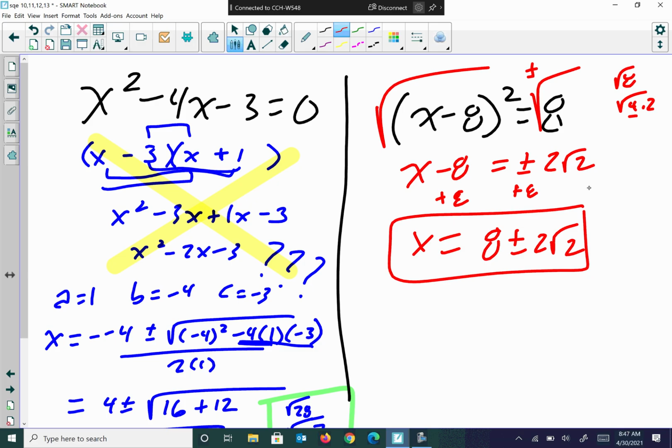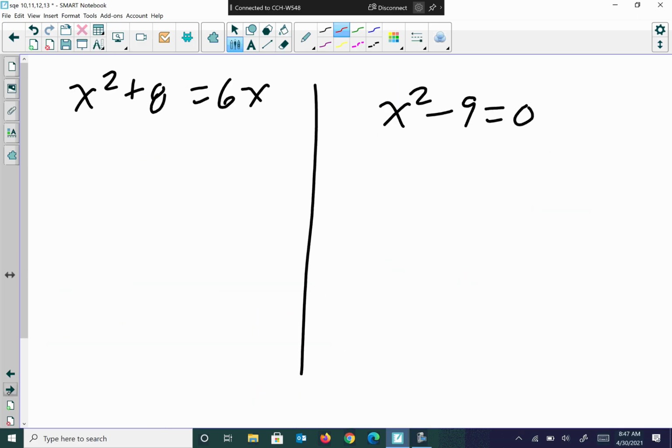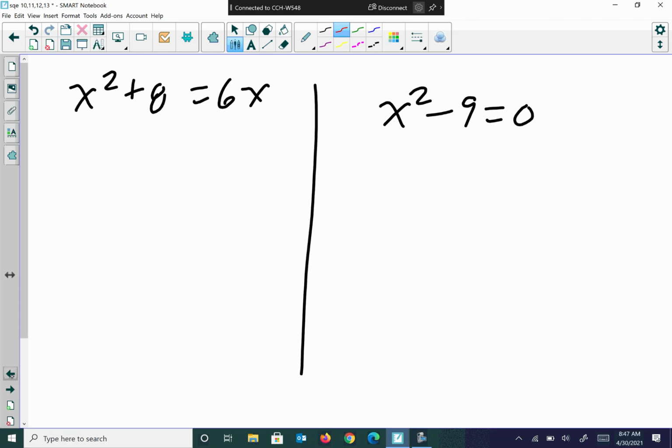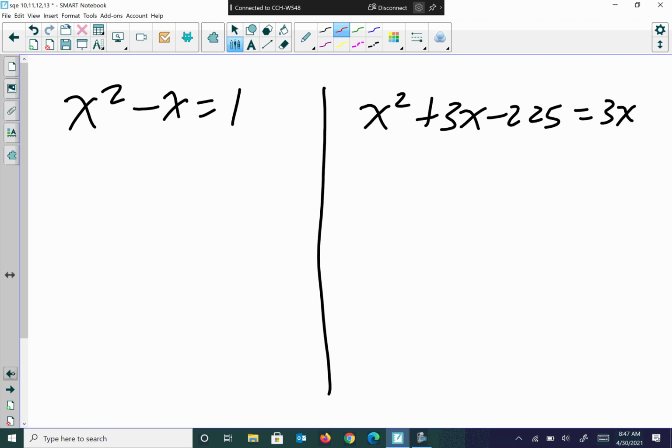Hey, can I move to the next page? Let's see what I have left. I have that. Oh my, uh-oh. Oh, good. There's only 4 problems left. If there was going to be 5 problems, I was going to be a little upset.